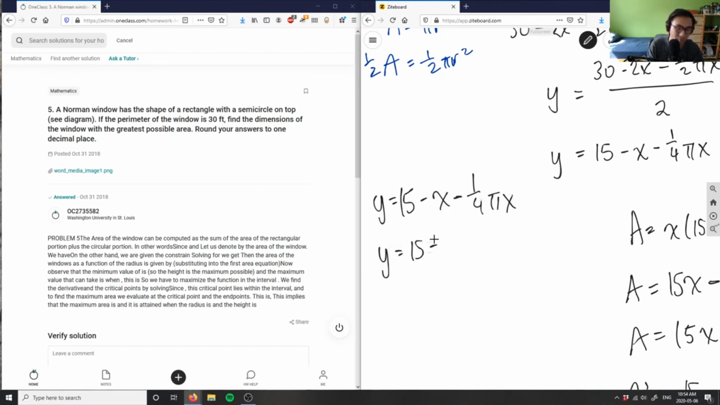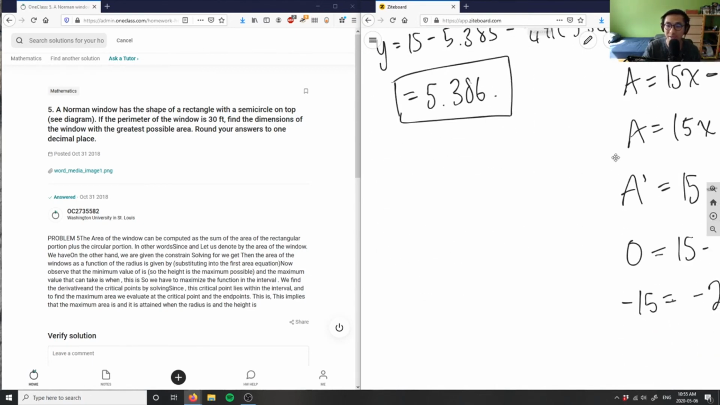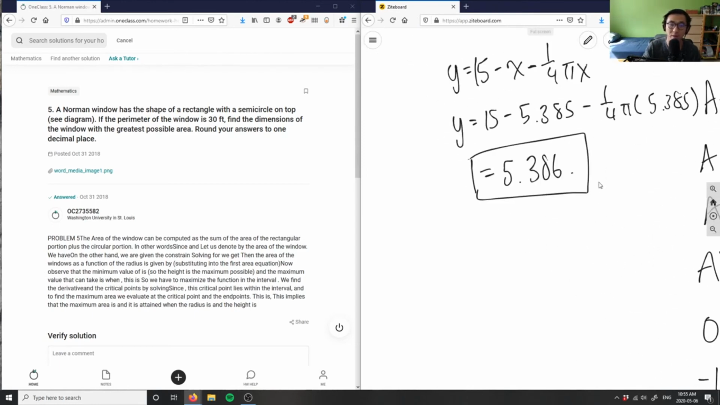I know that y equals 15 minus x, which is 5.385, minus 1/4 pi times 5.385. You can simply throw this all into your calculator: 15 minus 5.385 minus 1/4 times pi times 5.385. This would equal 5.386 technically. So y would equal this number, and this number makes sense, right? Both my dimensions, x is 5.4 and my y is also 5.4.